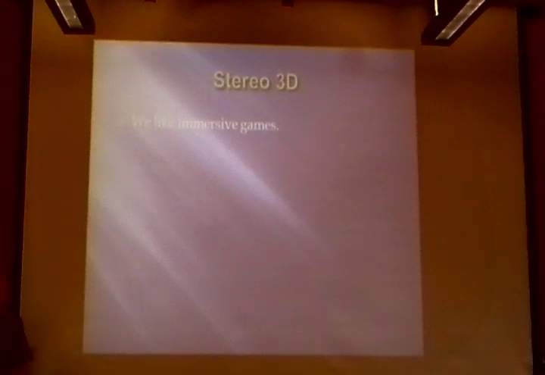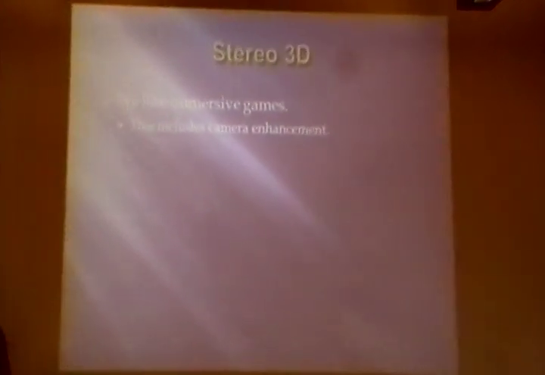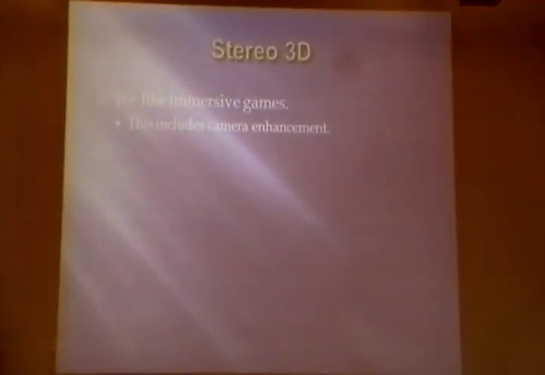We like immersive games. Immersion is a really cool thing, especially virtual reality. We would like the Wii to be a bit more immersive, and this includes things like camera enhancement for virtual reality. So what we want to do is use a head tracker to supply data directly to the camera variables. We don't have that working yet. However, we did figure out how to access the camera variables, and we have a proof of concept which implements stereoscopic 3D.